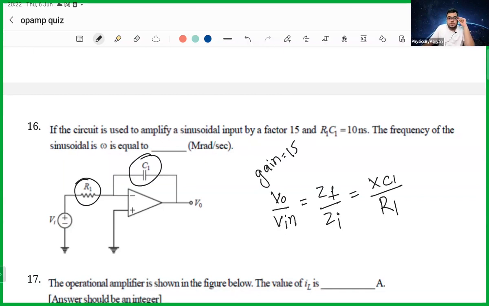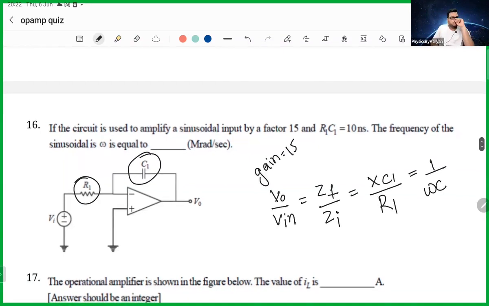Next, then, XC1 by R1. Now let's see XC1. What is XC1? J omega C. I'm not interested in phase, so I'm not writing J at this moment. So XC1 is 1 by omega C, and R1 is simply R1. R1 C1 is 10 nanoseconds and gain is 15.